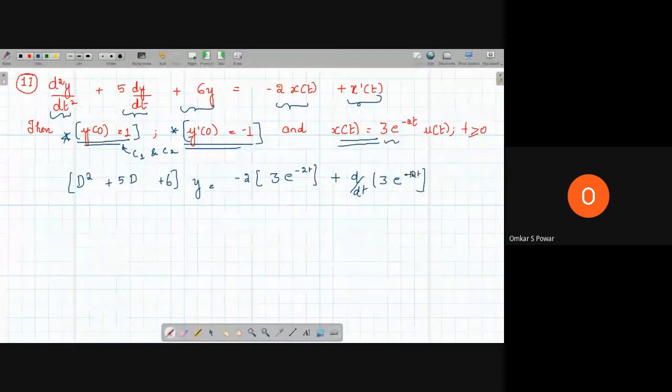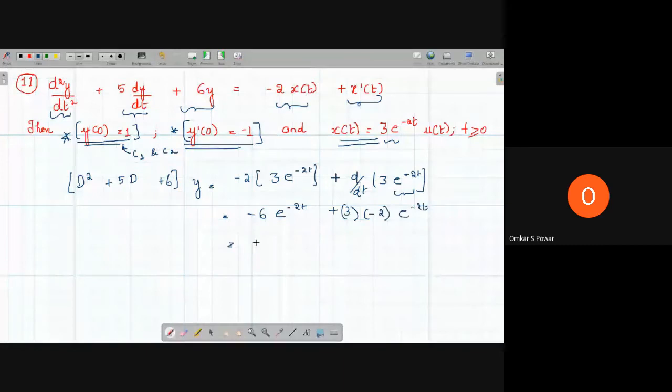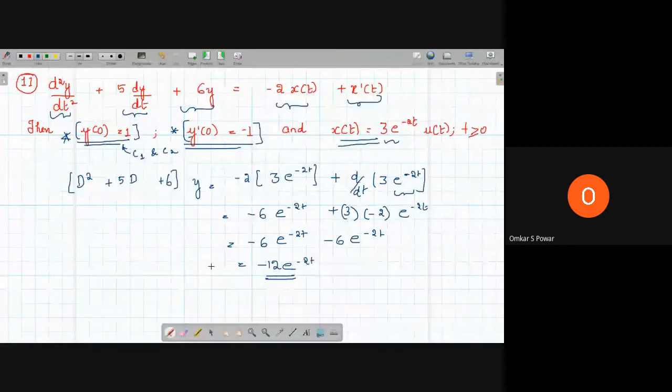Okay, now let us solve. Minus 6e^(-2t). Then I'll bring 3 outside. What is the differentiation of e^(-2t)? Minus 2e^(-2t). So this will be equal to minus 6e^(-2t) minus 6e^(-2t). Add this, you will get minus 12e^(-2t). So this is your x of t.